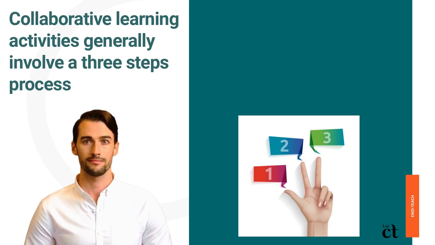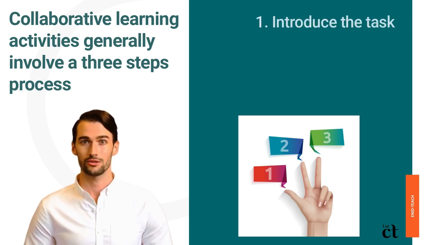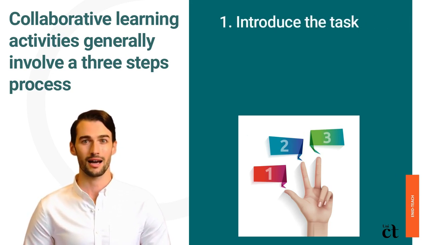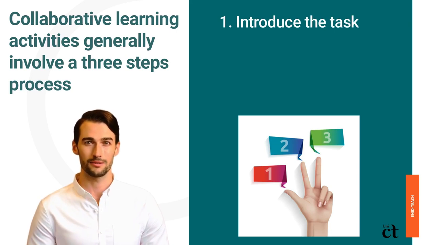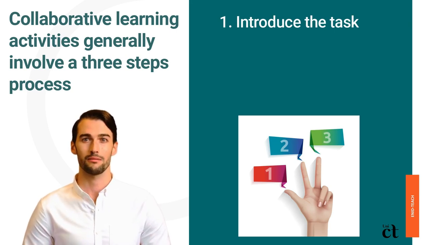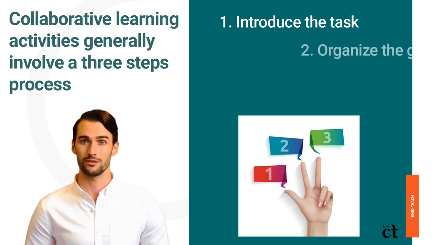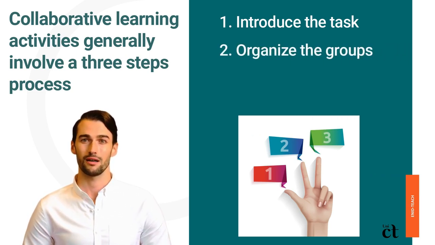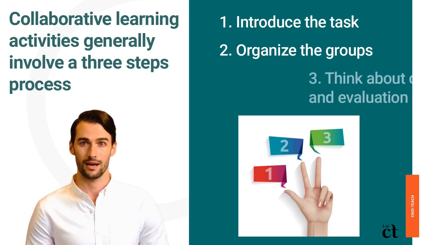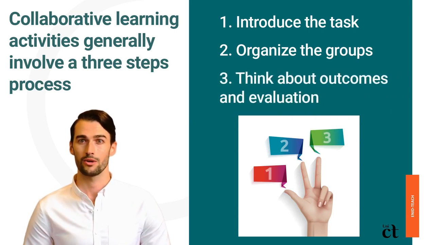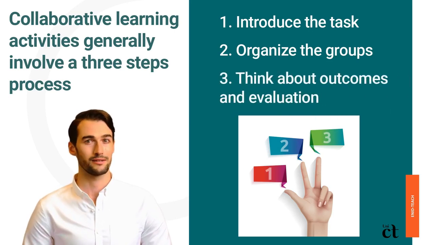To provide multiple means of action and expression in collaborative learning activities, you generally have to go through a three-step process. First, you have to introduce your task, instruct your students, and invite them to discuss or debate it. Discussion and debate are at the base of collaborative learning. Secondly, you will have to organize the groups. Remember to give enough time to let students become engaged with the task and be ready to answer to any question. Third, you have to think about outcomes and evaluation methods, which must be set in advance and explained at the beginning of your course.